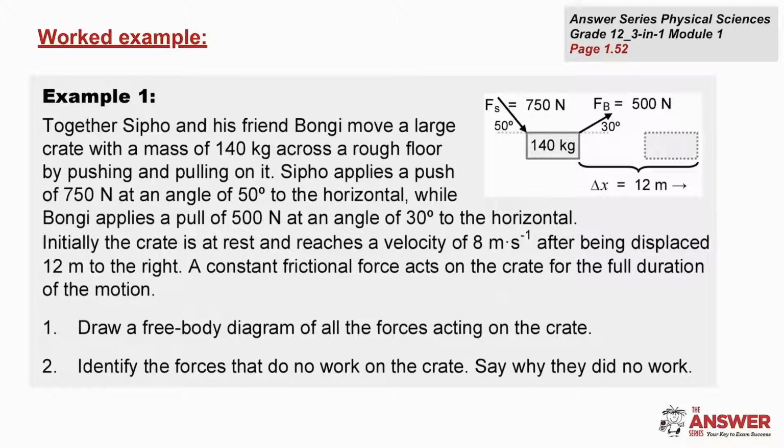Here is a worked example to show you what I mean. Sipho and Bongi have moved the crate about 12 meters. It is accelerating from rest, so the initial velocity is 0 meters per second and the final velocity is 8 meters per second.